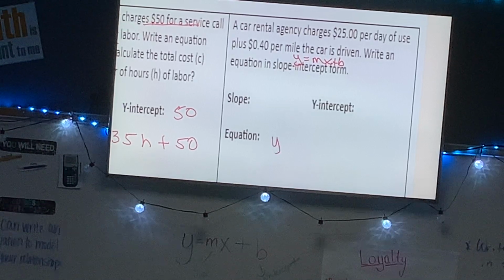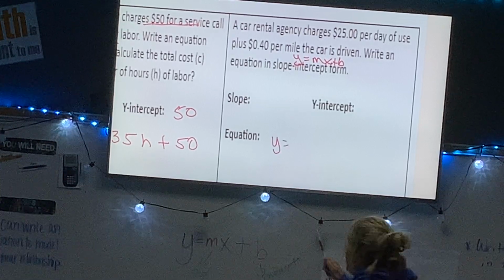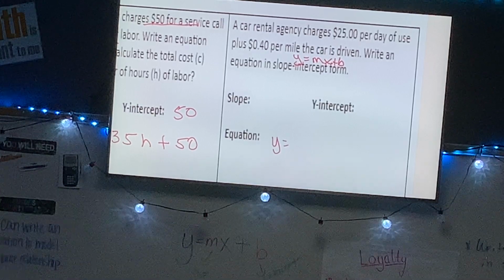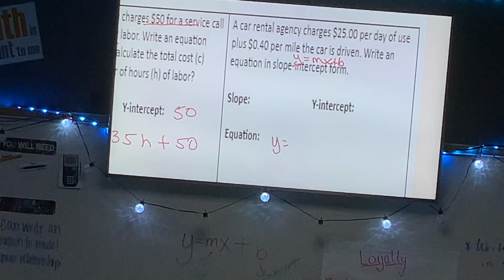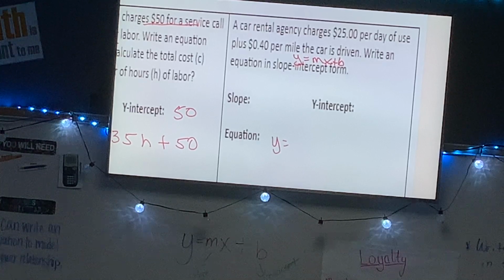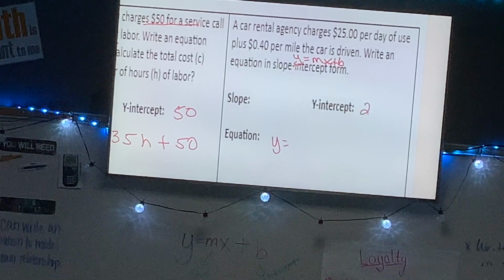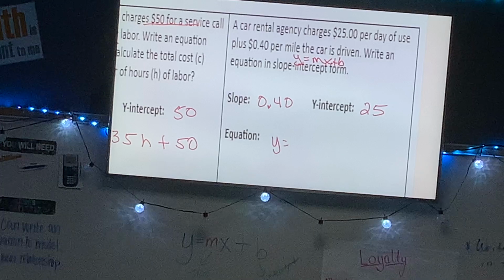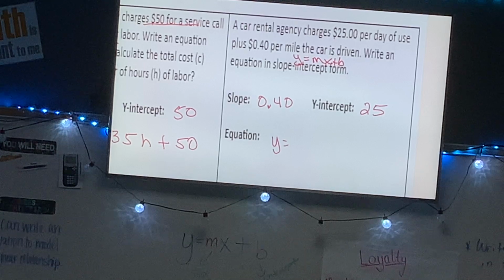Every time you have an equation, guys, you have to have an equal sign. Equation, equal, okay? So what is my y-intercept on that? 25, perfect. And 40 cents per mile is my slope. So I can nicely just put an X behind that.